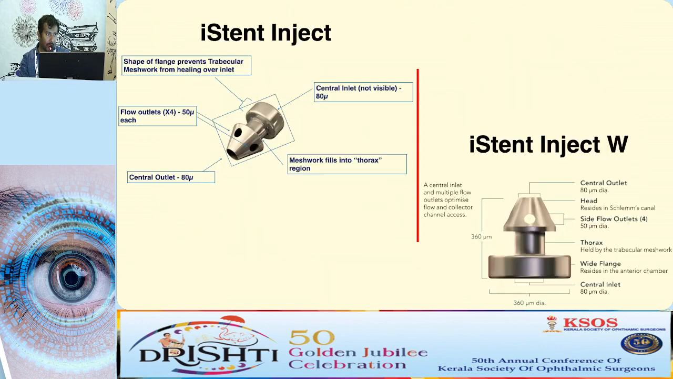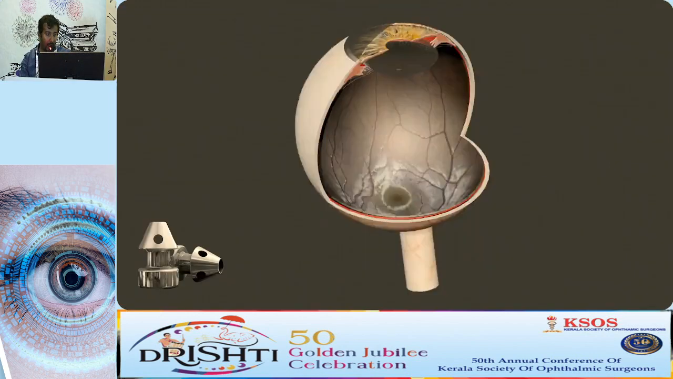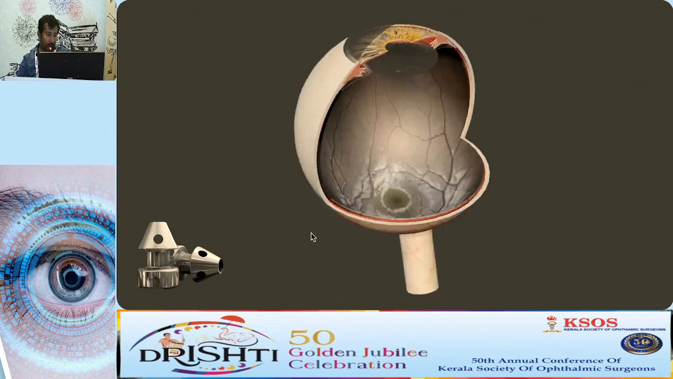I'm going to skip these slides about the study. This is the difference between the iStent and the iStent W. The W has a wider flange here to prevent it from going into the Schlemm's canal completely. The flange prevents it from going more than the recommended amount. And this is a video showing that.